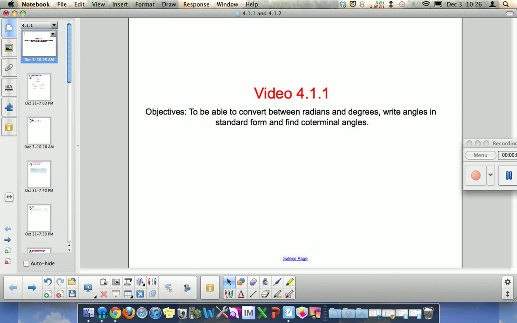This is video 4.1.1, and the goal of this video is to be able to convert between radians and degrees and write angles in standard form and find coterminal angles. So some of this you've already seen a little bit in class, but now we're going to look a little bit more in depth at how we're going to be using radians in this class.